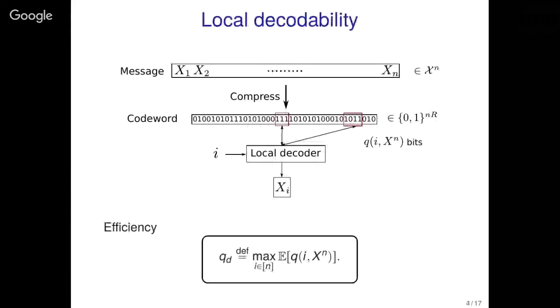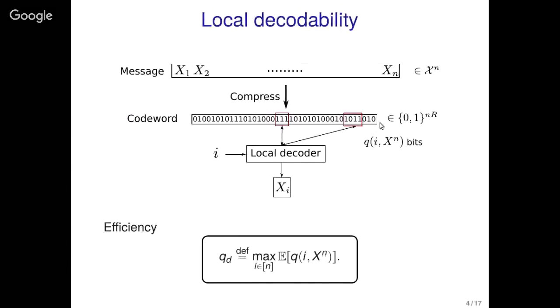So let me define this a little more formally. Suppose we have an n-length sequence, x1, x2 up till xn, where each xi is drawn from some finite alphabet script X, and each entry is drawn independently and identically from some distribution P_X. Now, a compression scheme would output an nR-length binary sequence. So this is going to be the codeword.